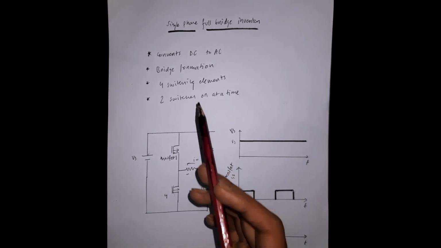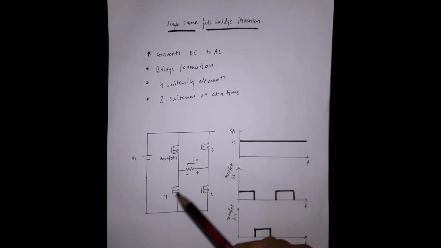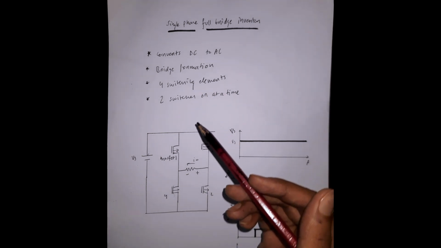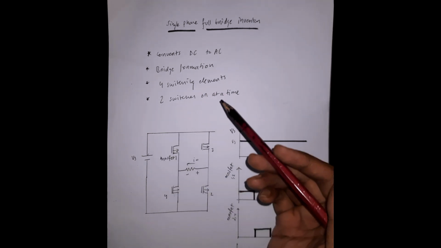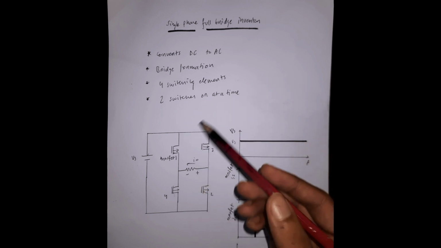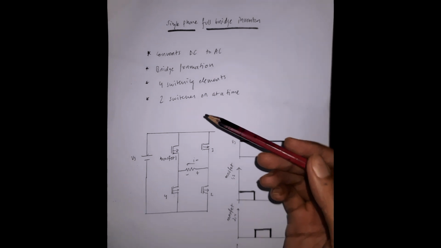It utilizes four switching elements arranged in a bridge architecture to produce alternating output voltage. The switching elements are usually semiconductor devices, either MOSFET, BJT, IGBT, or power diodes. In this circuit, we are using MOSFET.